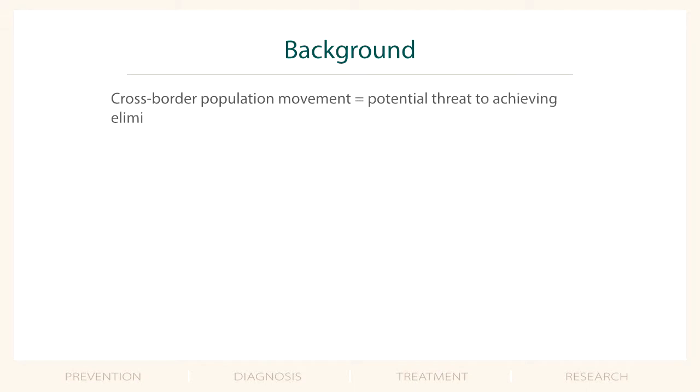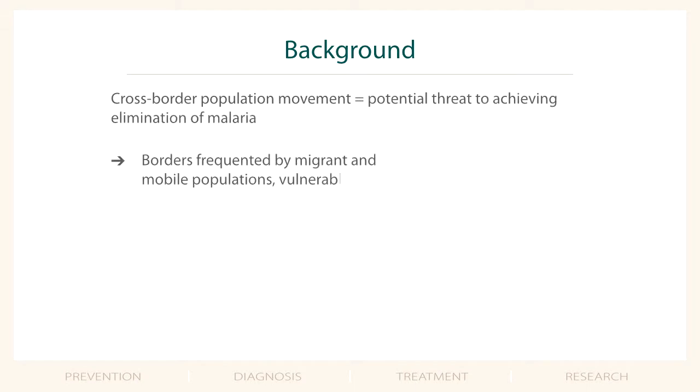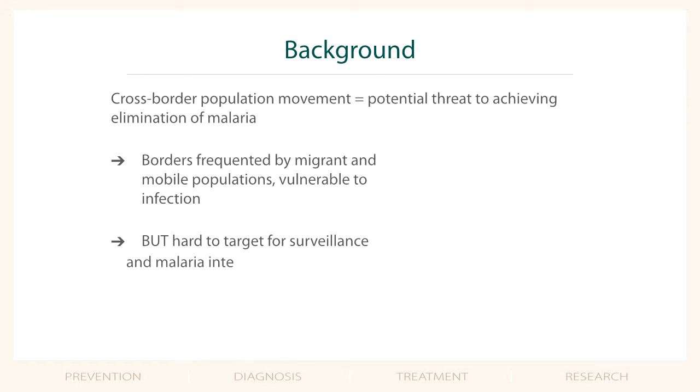So the objectives of our project were to describe the types of populations crossing Cambodian borders, to quantify the extent of malaria infection in these populations, and also to identify risk factors for infection that can be used to target surveillance activities in the future.